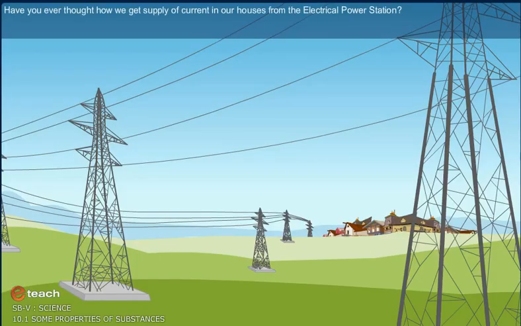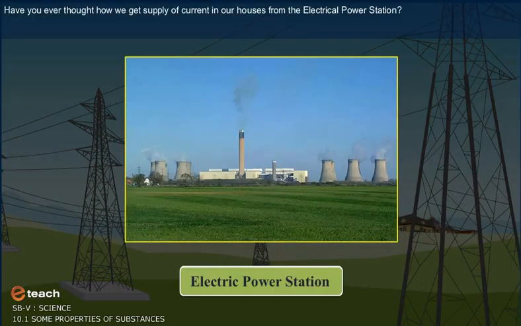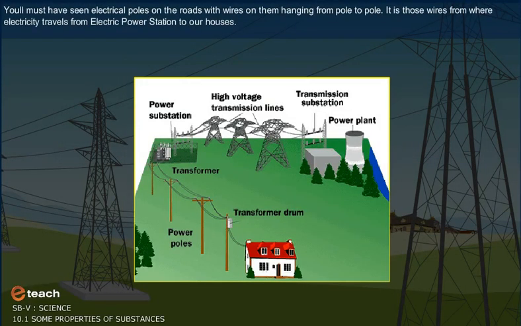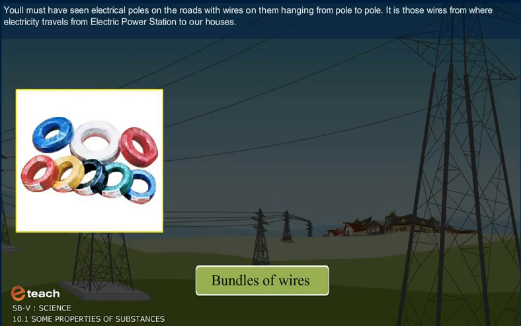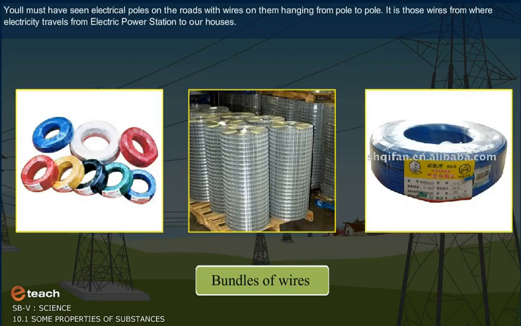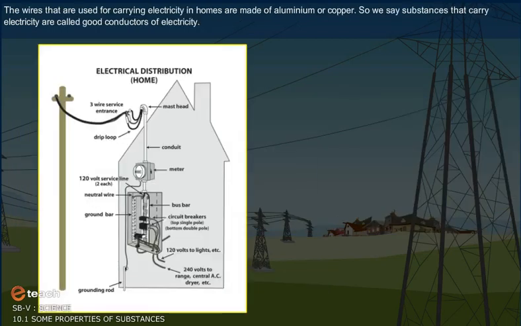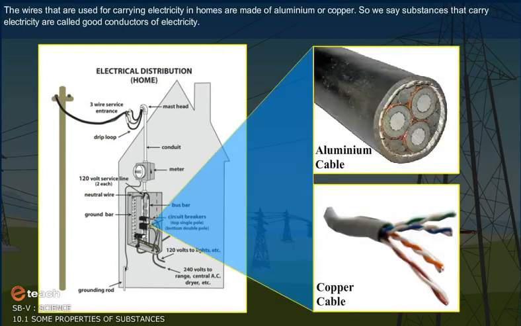Have you ever thought how we get a supply of current in our houses from the electric power station? You all must have seen electric poles on the roads with wires hanging from pole to pole. It is those wires, students, through which electricity travels from the power station to our houses. The wires used for carrying electricity in homes are made of aluminium or copper. So we say substances that carry electricity are called good conductors of electricity.